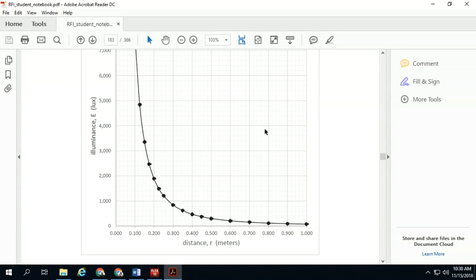So use complete sentences to describe the average rate of change of illuminance as the distance increases. As the distance increases, the average rate of change is always negative, but gets closer to 0. It's always negative, gets closer to 0. Next.